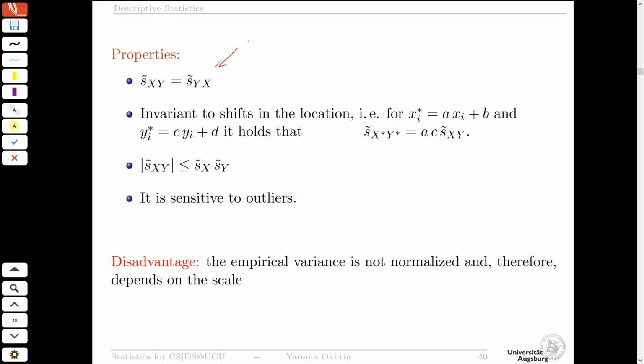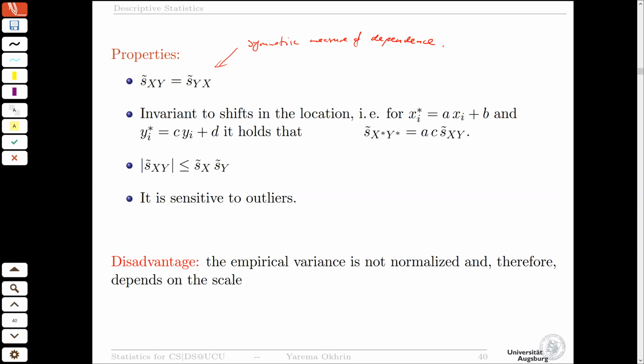So it is not directional. That's why it's a symmetric measure of dependence. You can change the variables, but nothing changes. So there is no directional dependence in this measure, but just general dependence between x and y.